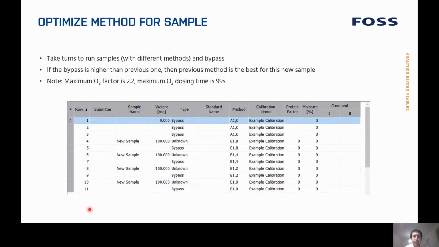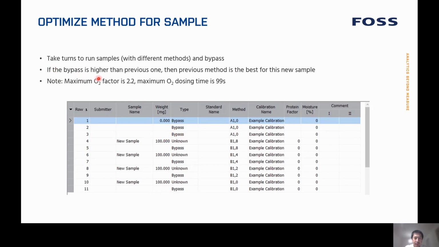And then there is the way you can optimize the method for the samples. It starts with taking turns to run samples and the bypass. You always start with a high oxygen amount. For example, you start with B1.8, then you run a bypass. Then you use B1.4 to reduce the oxygen amount, then you run a bypass, and reduce even further to 1.2, run a bypass, and then to 1.0. And you should observe the bypass.